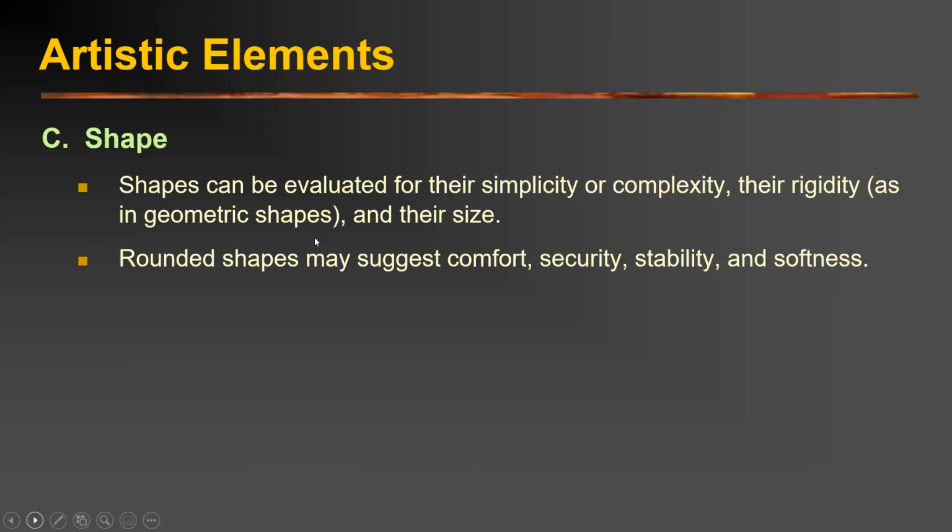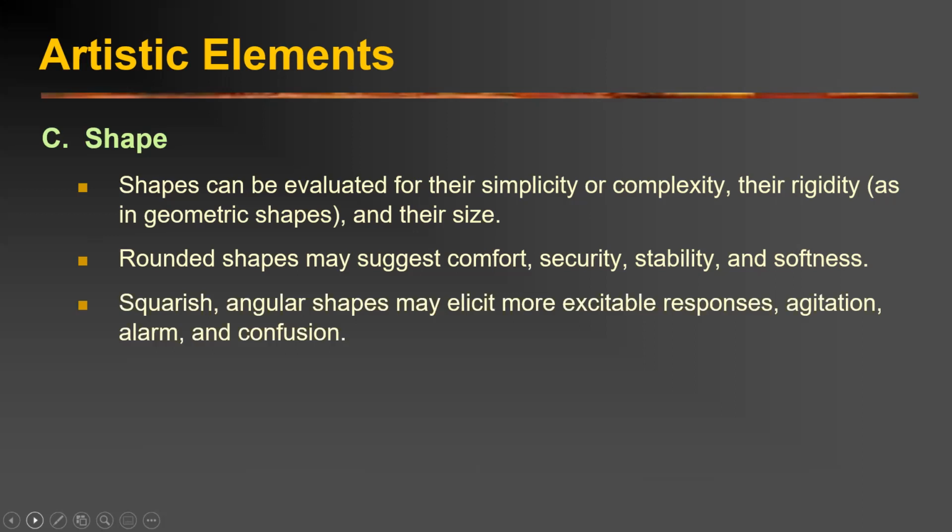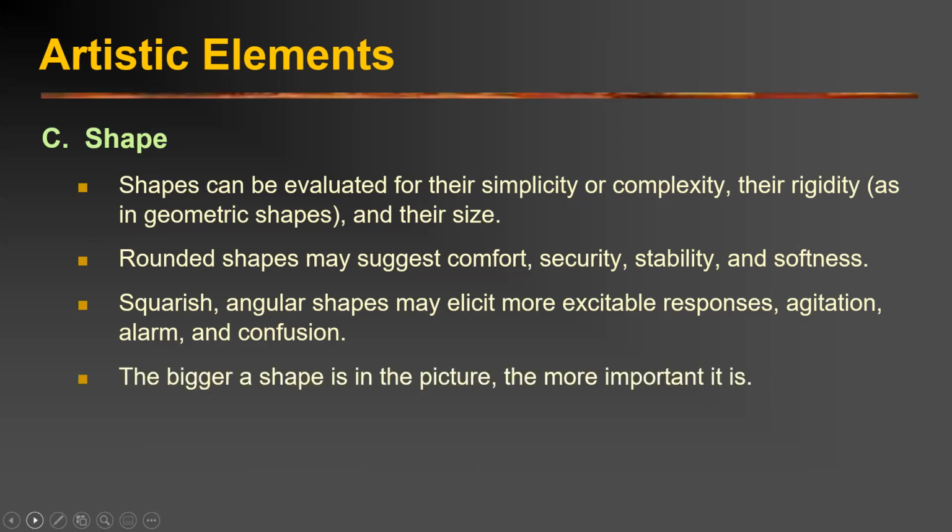Rounded shapes may suggest comfort, security, stability, and softness. The same true with the lines a while back, diba? Rounded shapes. Squarish, angular shapes may elicit more excitable responses, agitation, alarm, and confusion. Squares, angles, right, compared to rounded shapes. We'll have examples later. The bigger a shape is in the picture, the more important it is. It's just like what I mentioned earlier. Okay.